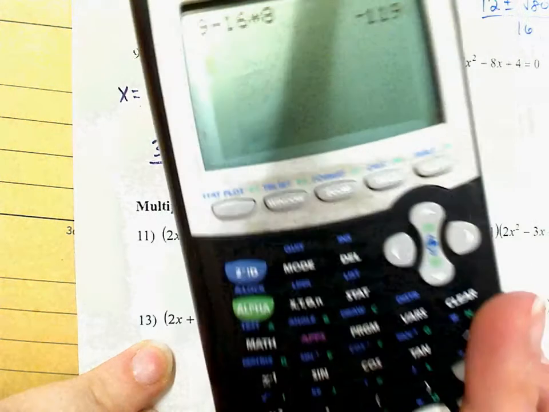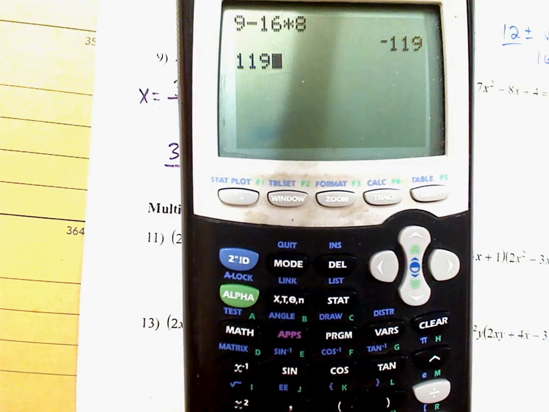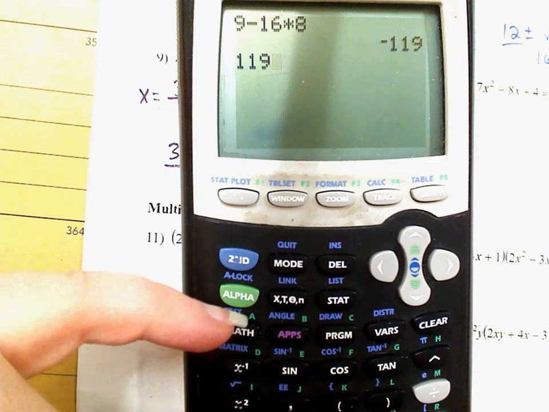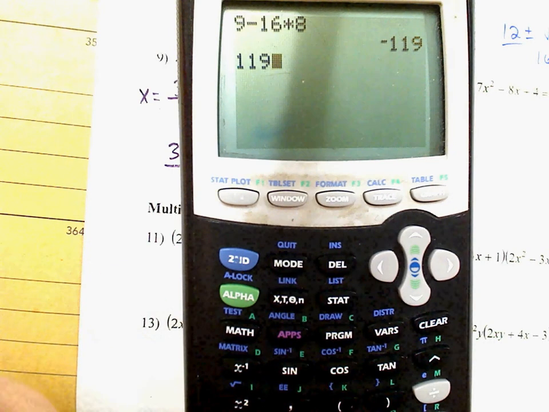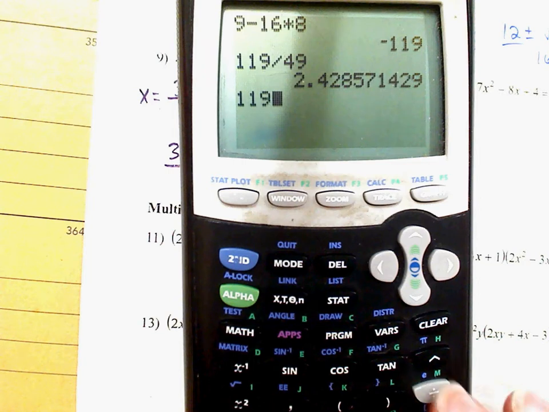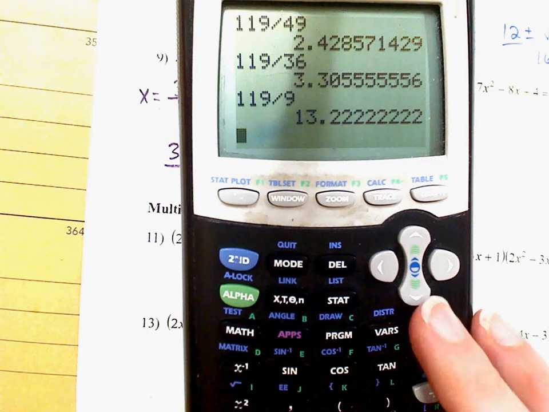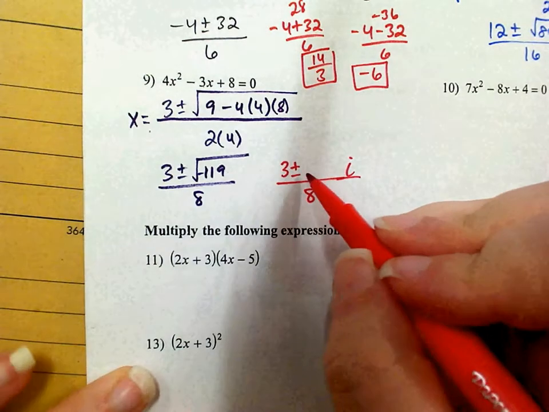119, if you think about your list of perfect squares, is between 100 and 121. I know it doesn't divide by 100, 81, 64, 49, or 36, but if you're unsure, just go through and check. I know it's not even, so it doesn't divide by anything that's even. Anyway, what you find out is that it's prime, and so it's just the square root of 119 times i. And that's your final answer.